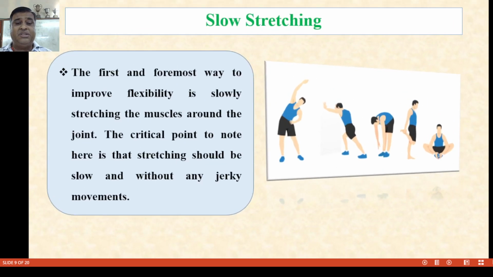Now first is the slow stretching method. The first and foremost way to improve flexibility is slow stretching of the muscles around the joints. The critical point to be noted here is that the stretching should be done slowly without any type of jerking movements.